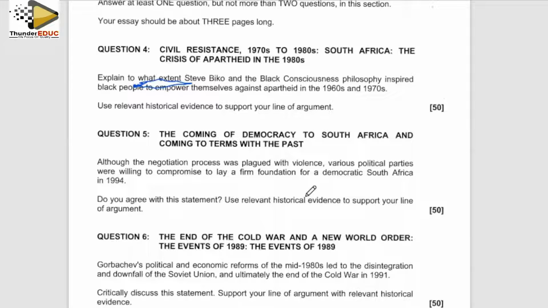You can give evidence of compromise by citing the record of understanding, which was signed on 26 September 1992. This was evidenced by the signing of the record of understanding between Roelf Meyer and Cyril Ramaphosa after the negotiations came to a deadlock. Or you can give both evidence of compromise and also evidence of violence.